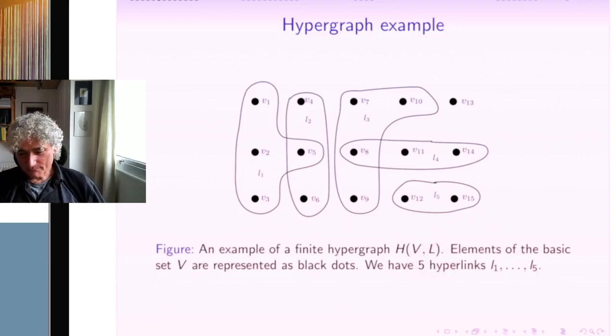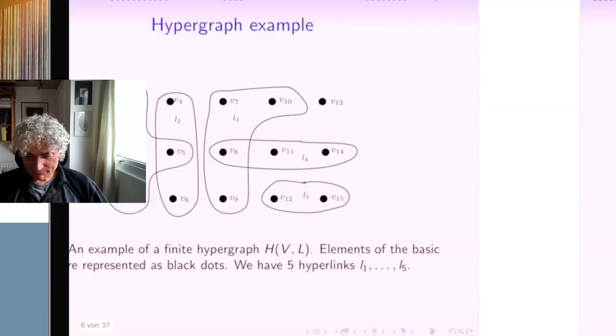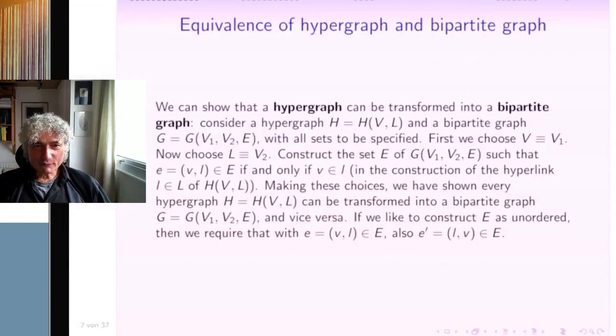Okay, let's go further. What I want you to see now is that the two concepts of hypergraph and of bipartite graph can be easily matched with each other. The two things actually have the same information, or in mathematical terms they are equivalent as structural descriptions of relationships between elements of a set. So how does that work?